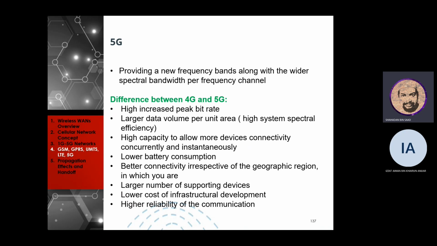Nowadays 5G provides new frequency bands along with wider spectrum bandwidth per frequency channel. So the differences between 4G and 5G: a higher peak bit rate, larger data volume per unit area or higher system spectral efficiency, and high capacity to allow more devices to connect concurrently and instantaneously. So lower battery consumption, you see? Better connectivity irrespective of the geographic region you are in, a larger number of supported devices, lower cost of infrastructure development, and higher reliability of communication.